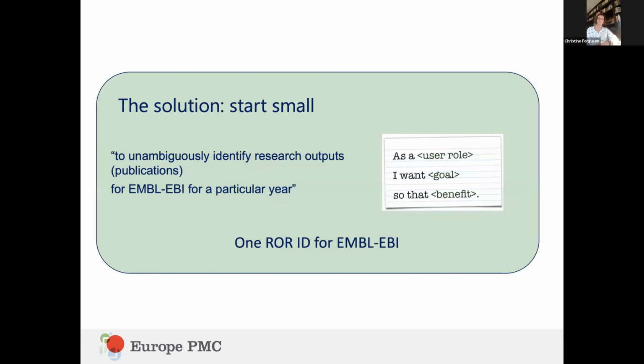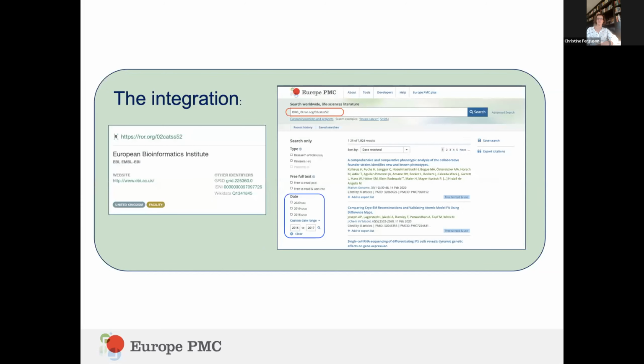We started really small and planned an integration that would address a user story. And that user story was the following. As the EMBL-EBI communication team, I want to unambiguously identify research outputs for EMBL-EBI for a particular year so that I can feed this into our annual report or feed it back to funders, etc. So we set about mapping the ROR IDs for EMBL-EBI to publications that have EMBL-EBI authors.